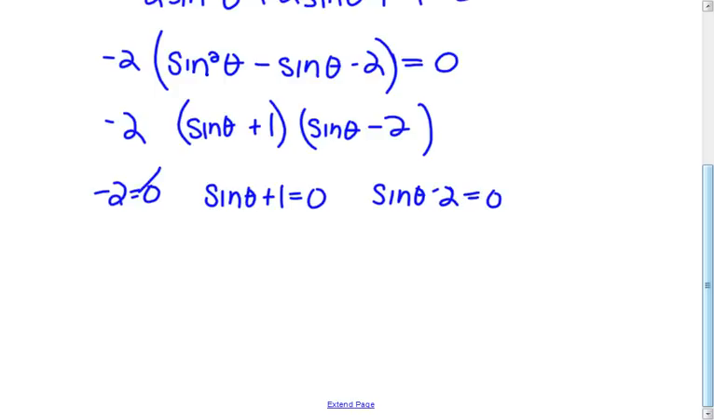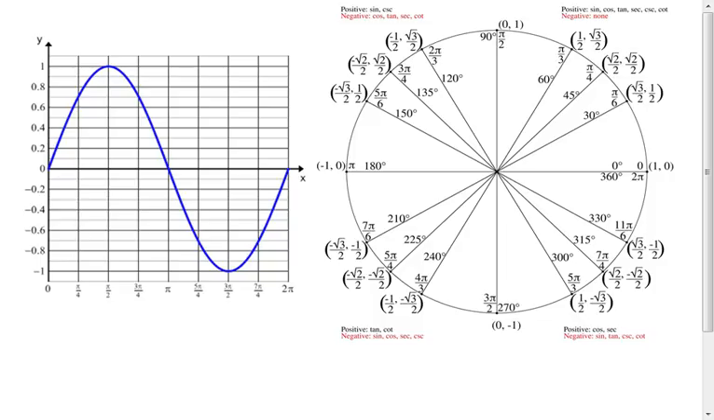Okay, well, negative 2 never equals 0, so we don't need to worry about that. Here I will get sine equals negative 1, which is a spot on my unit circle. Here I will get sine equals 2. Okay, so first of all, I'm going to look on my unit circle for where sine is negative 1. And if we do that, sine is negative 1 down here at 3 pi over 2.